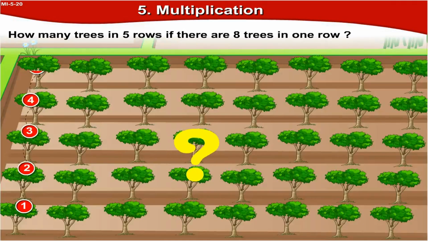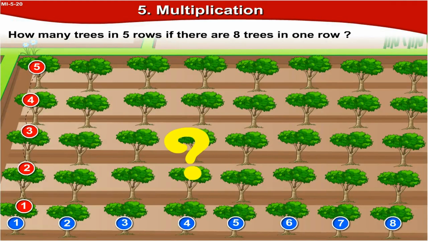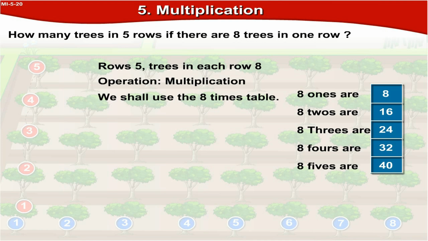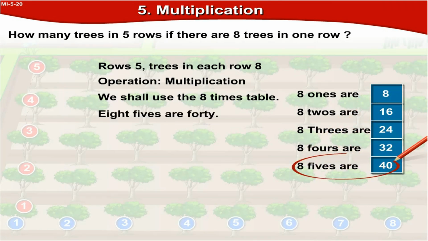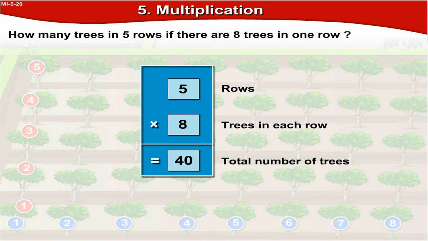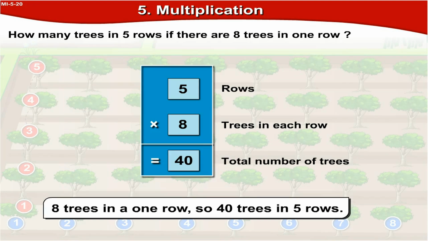How many trees in 5 rows if there are 8 trees in one row? Rows 5, trees in each row 8. The operation is multiplication. We shall use the 8 times table. 8 fives are 40, which means total trees is equal to 40, as 5 rows multiplied by 8 trees in each row is equal to 40, that is total number of trees.